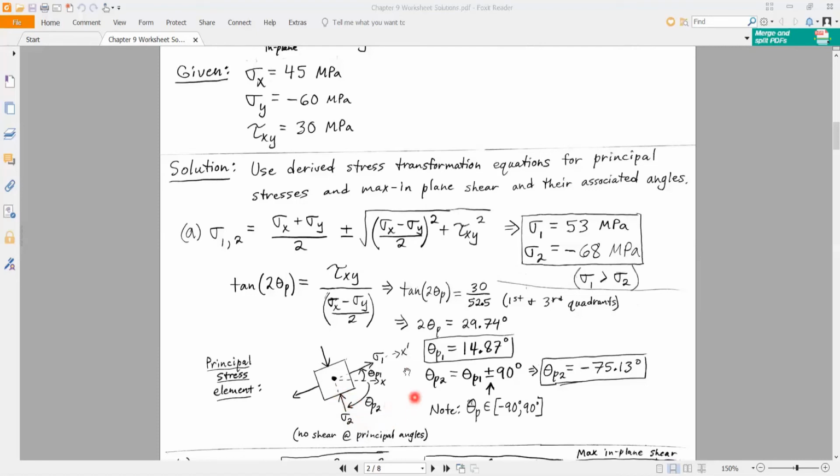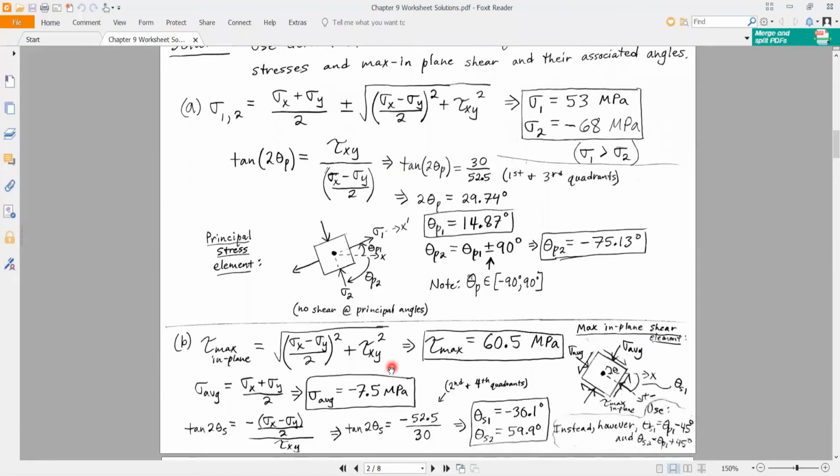Okay, so that's for part A for your principal stresses. Now for part B, your max in-plane shear, you just have this equation, which again is our radical under here. And so that value is 60.5 megapascals. And since it's plus or minus here, typically all we care about is our absolute value here, which is our maximum positive shear stress, so you can just report it like this. And then you have to decide on which face is it going to be a positive shear stress and which face is it going to be a negative shear stress. And you can figure that out from your theta S equation.